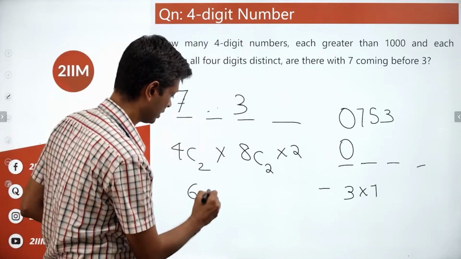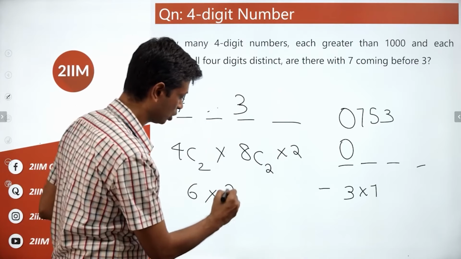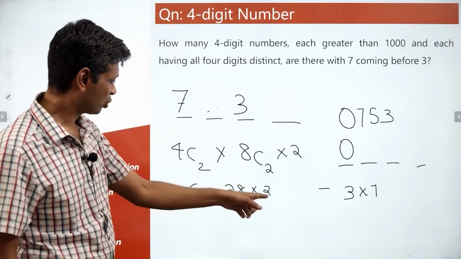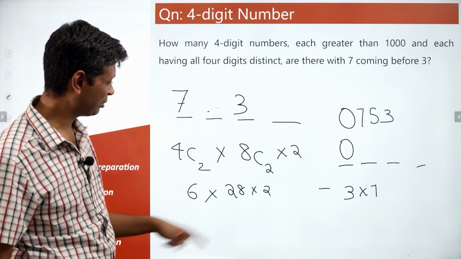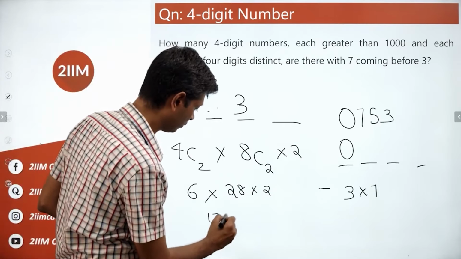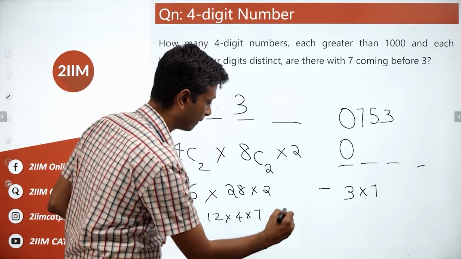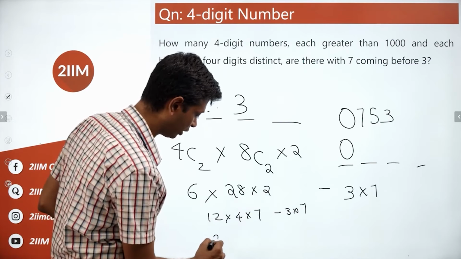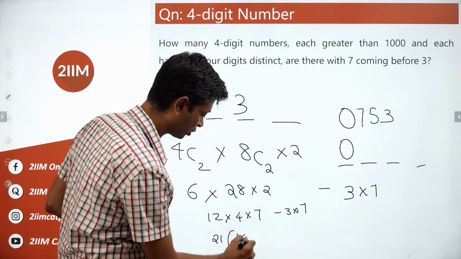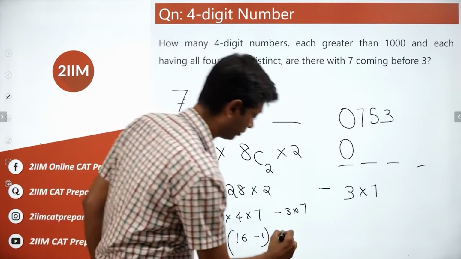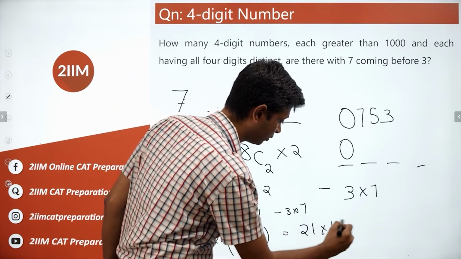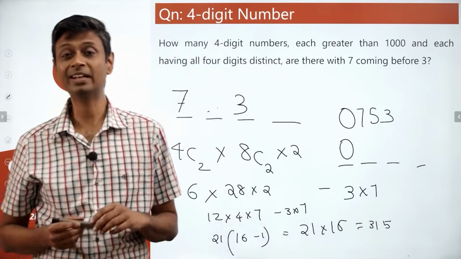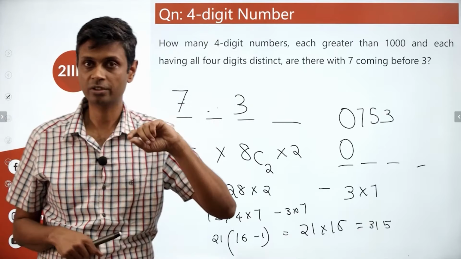4C2 is 6. 8C2 is 8 into 7 by 2. 28 into 2 minus 3 into 7. 6 into 12, 12 into 28, maybe we can carve out a 7. So 12 into 4 into 7, minus 3 into 7. So we can take out a 7, we can take out a 3 also. So we can take out the entire 21 here, 7 into 3 goes away, 16 minus 1, 21 into 15, whatever that number turns out to be. 15 ones are 15, 5, 1, 30, 31, 315. So there's truly 315 numbers possible that satisfy all of these conditions.